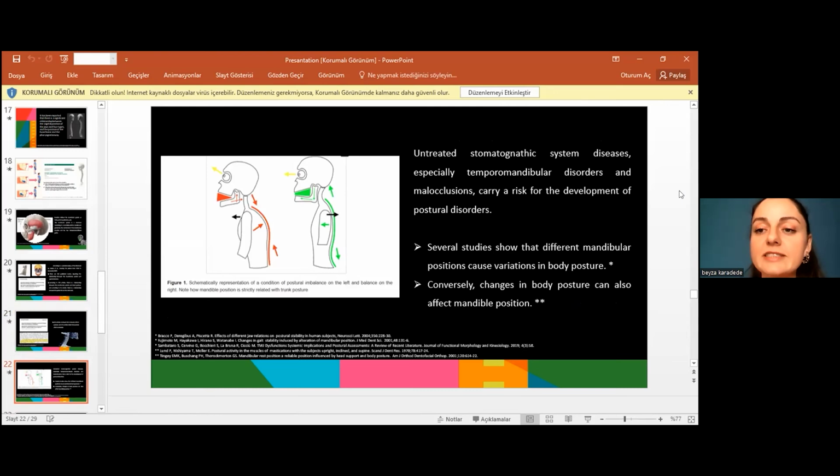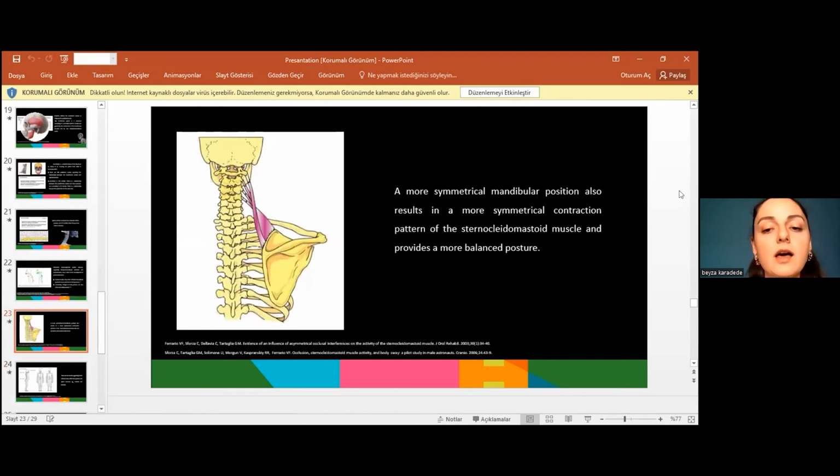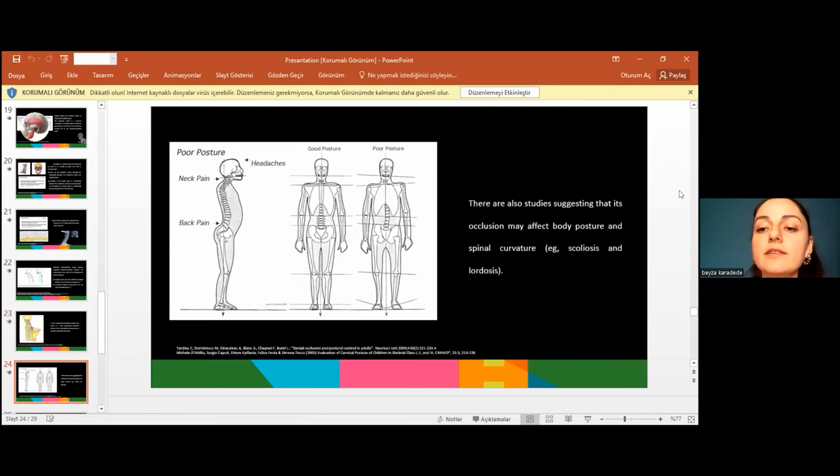Untreated stomatognathic system disease, especially temporomandibular disorders and malocclusions, carries a risk for the development of postural disorders. Several studies show that different mandibular positions cause variation in body posture. Conversely, changes in body posture can also affect mandibular position. A more symmetrical mandibular position also results in a more symmetrical contraction pattern of the sternocleidomastoid muscle and provides a more balanced posture. There are also studies suggesting that occlusion may affect body posture and spinal curvature.